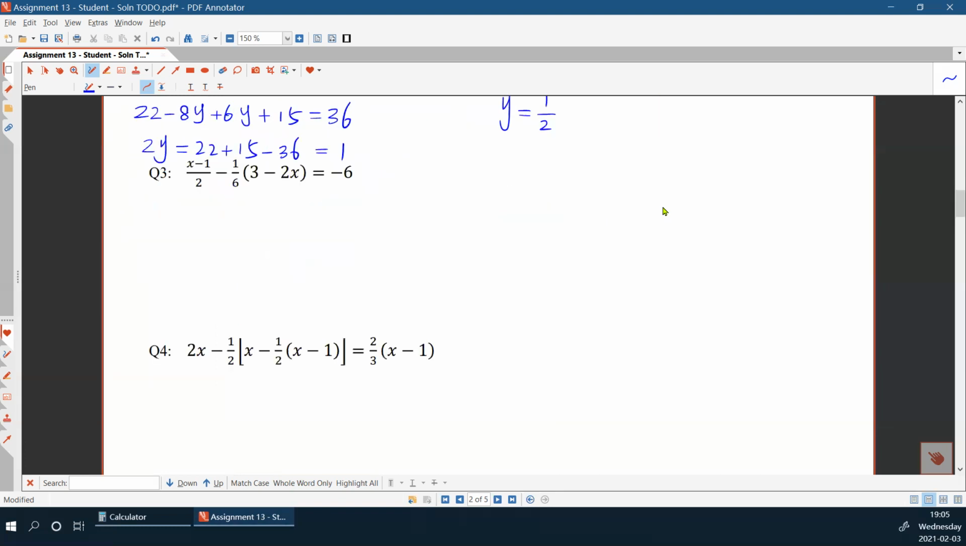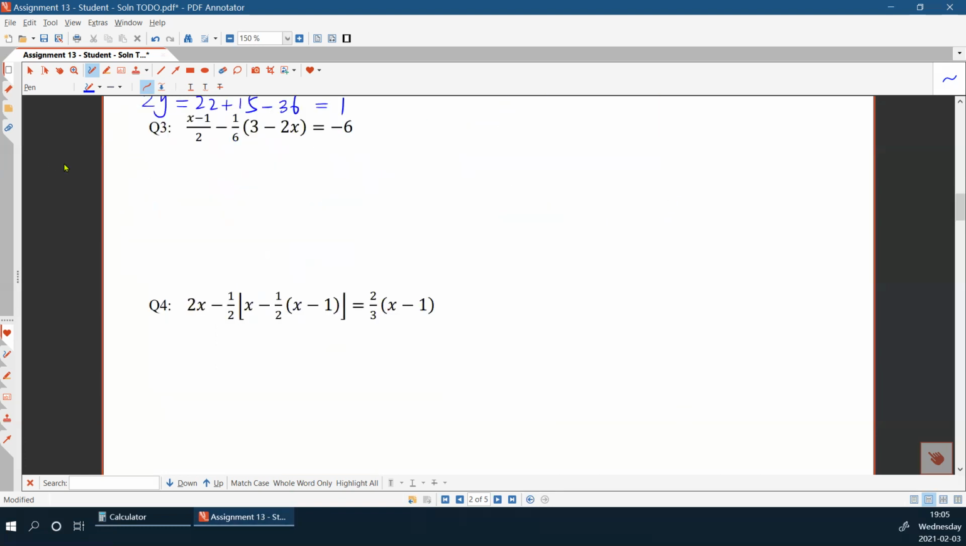Okay, no? All right, let's see question 3. Okay, question 3, you can either times both sides of the equation with a 6, right? Because the least common multiple of 2 and 6 is 6, right? So we can times 6 on both sides of the equation.